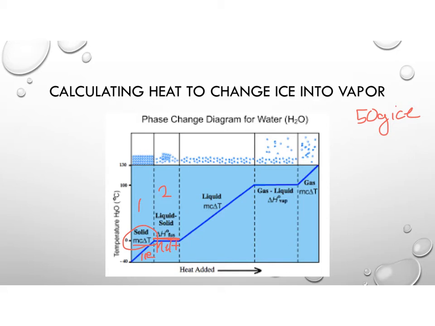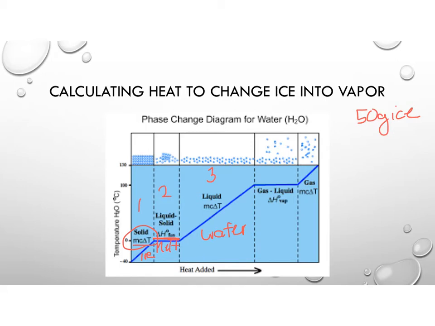Then in section number 3, we're now water. We've completely melted, which means that we can now raise our temperature again. So now our temperature is going from our melting point of 0 degrees to our boiling point of 100 degrees.